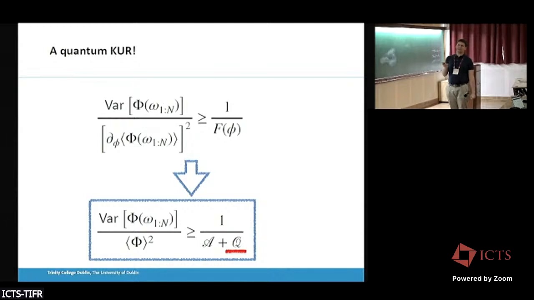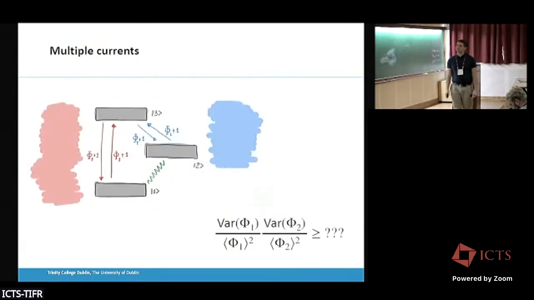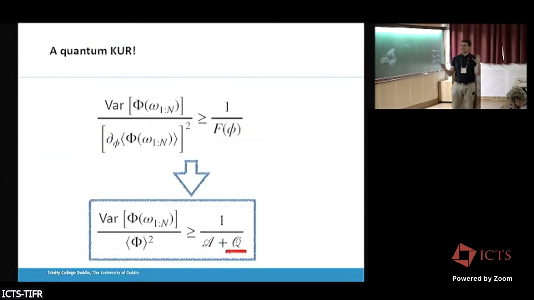I didn't talk about how to go from here to here, but except for corrections that vanish in the limit for large times, it can be proven that these two things coincide. So this Q term is what allows the violation. In general, we cannot say anything regarding its sign, but if this Q is positive, then we can hope for violations of the classical limit. Okay, so far I introduced the method which was discussed by Hasegawa and colleagues.